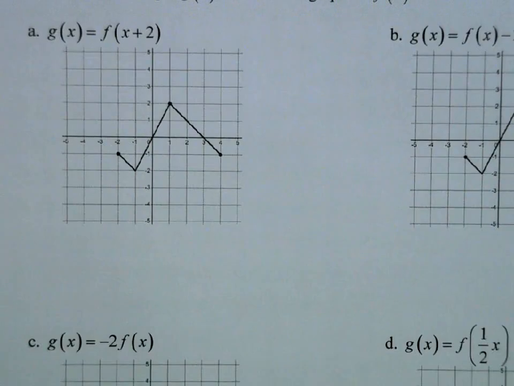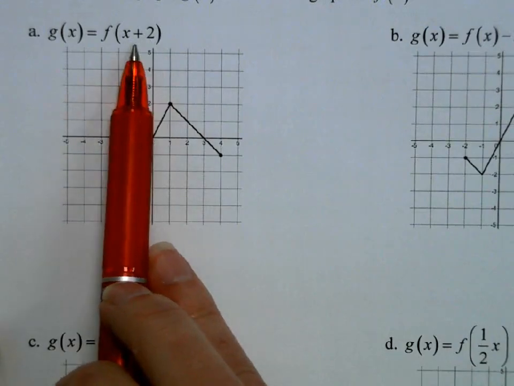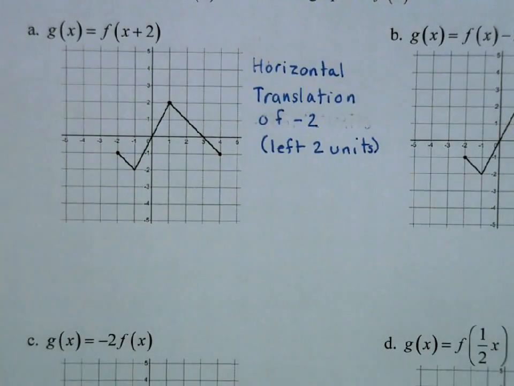All right, so our first graph that we're looking at is g of x is f of x plus 2. So this is on the inside. If it's on the inside, it's going to affect the graph horizontally. So how we're going to describe this is a horizontal translation of -2. It's always going to be the opposite. I'm also putting in parentheses that we're going left 2 units, because I think it's a little bit more descriptive when we're doing this transformation.